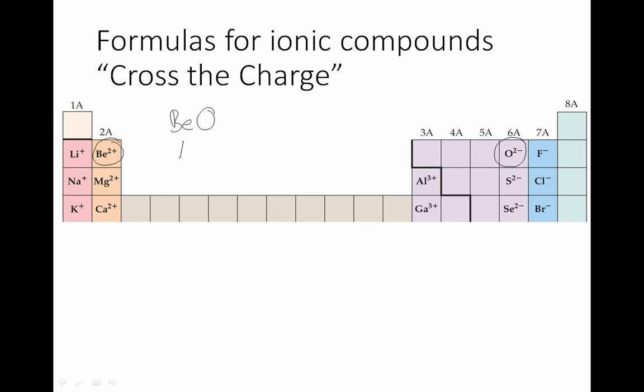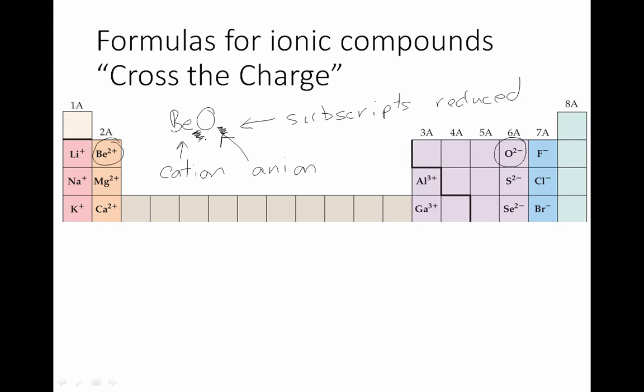Crossing the charge is simply the way of making them balance out. First of all, we have to remember that our cation is always written first, and our anion is always written second. Additionally, the subscripts must be reduced. Meaning, if we had Be2O2, you can divide both of those by 2, so you must, because you can, to make it BeO. That's the general way we always write ionic compounds: cation followed by anion, and then your subscripts, reduced.